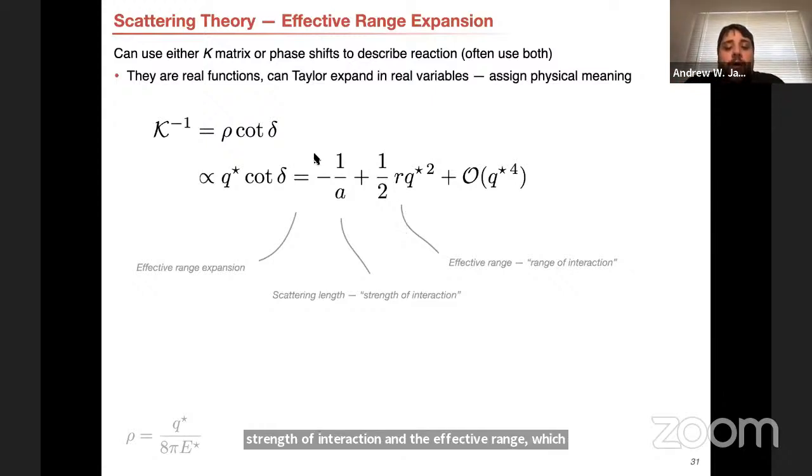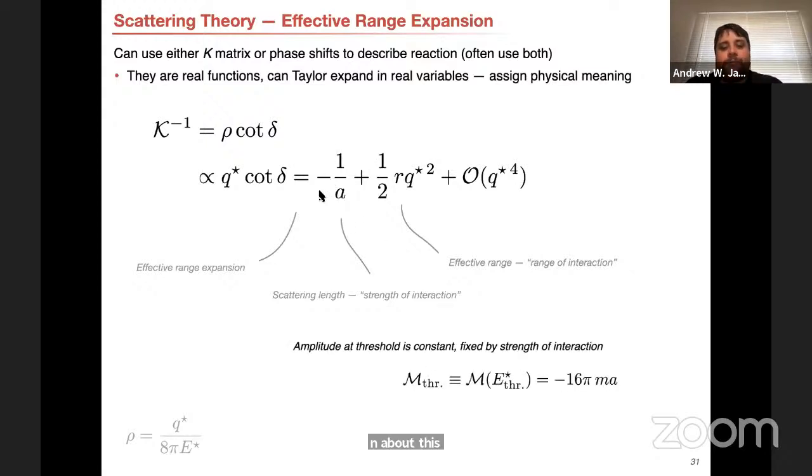And we don't know what these real numbers are. These are real numbers. They're independent of energy. All the energy dependence is encoded in the momentum. If we could determine what R and A are, if we can determine the scattering length and the effective range from some fit to data, then we can get some information about this interaction.